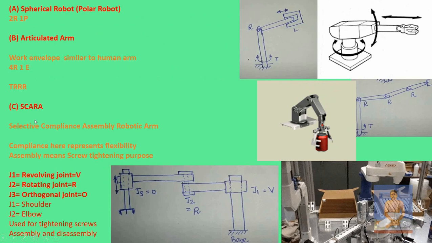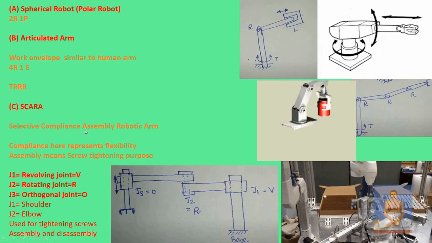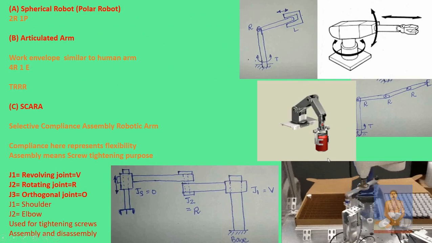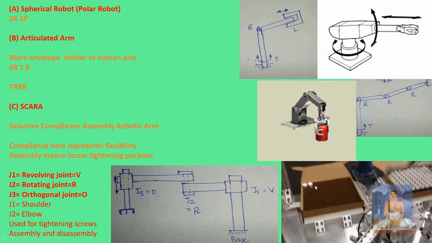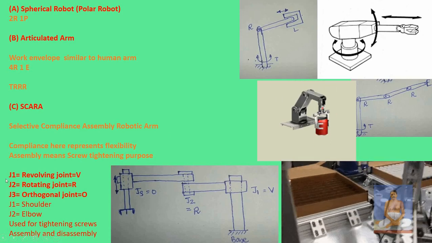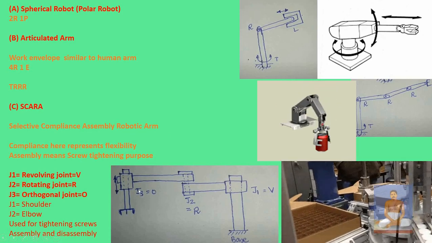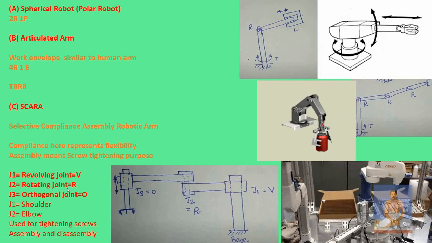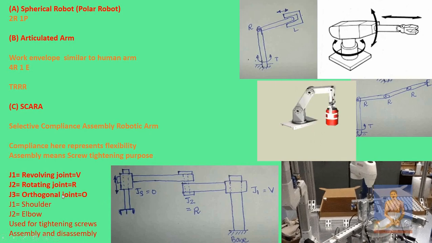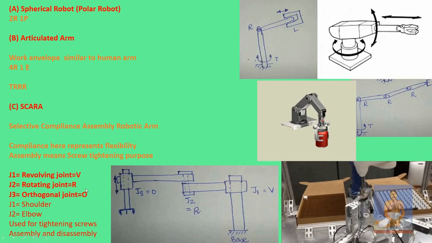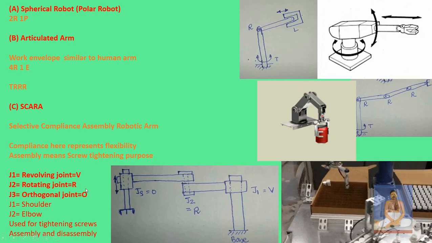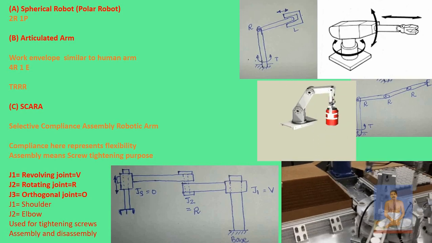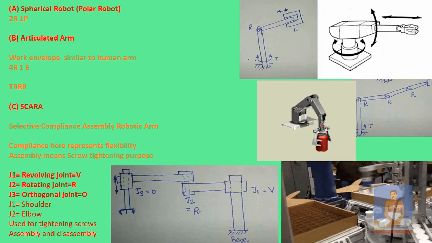Now if we come to SCARA, or selective compliance assembly robotic arm, this is an example of a SCARA robot, which has 3 revolute joints and 1 prismatic joint. So J1 is revolute, J2 is also revolute, and J3 is an orthogonal joint. So 2 revolute joints and 1 orthogonal joint. It's used for tightening of screws, assembly and disassembly.